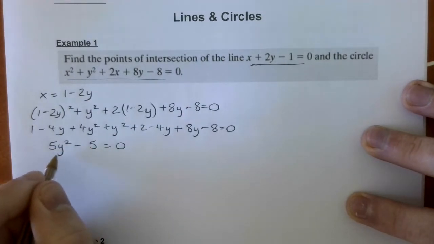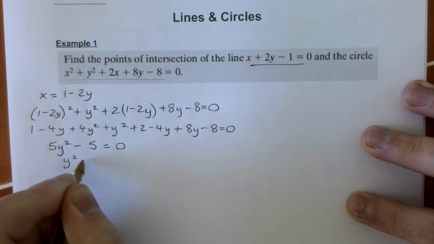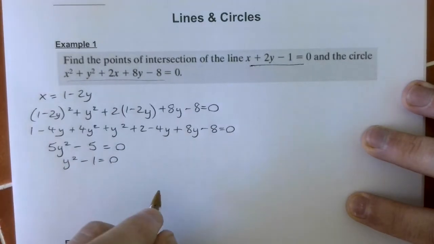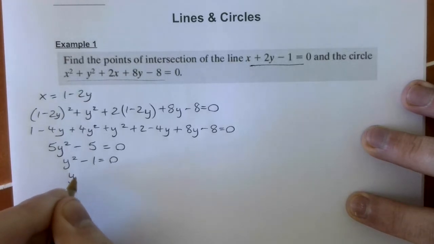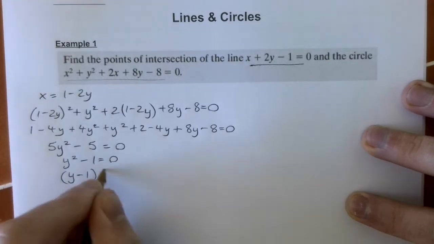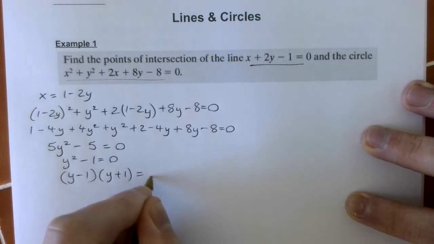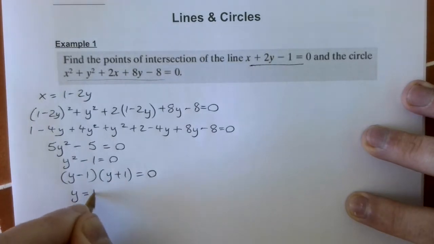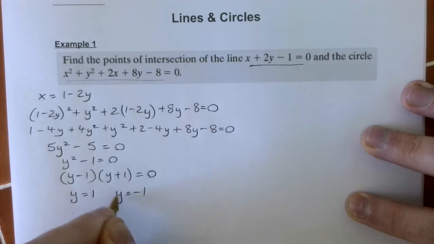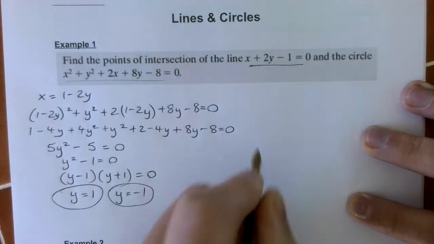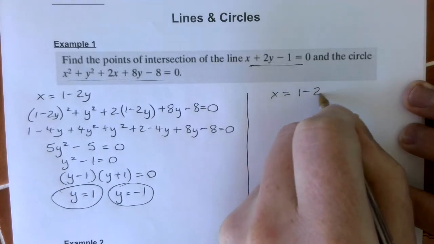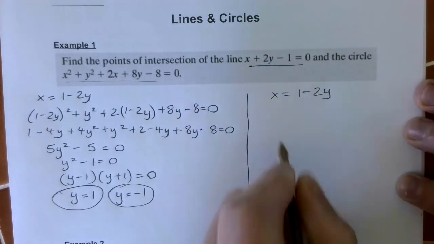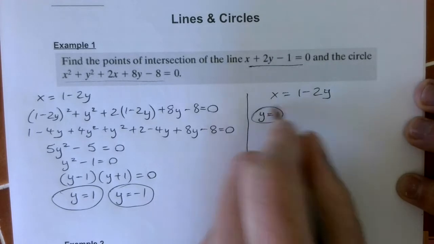So then from that, we can divide across by 5. So it's y squared minus 1 is equal to 0. So using the difference of two squares, (y minus 1)(y plus 1) is equal to 0. So y is equal to plus 1 and y is equal to minus 1. So there's my two values for y. To find my two values for x, it's easiest if you just sub them back into the original, using y is equal to 1 first of all.